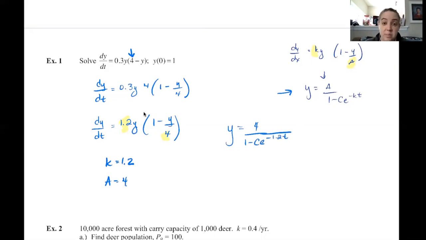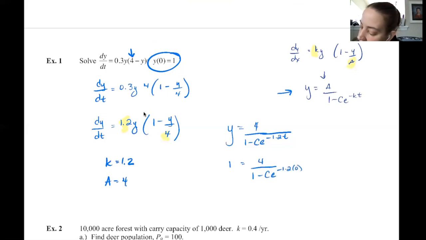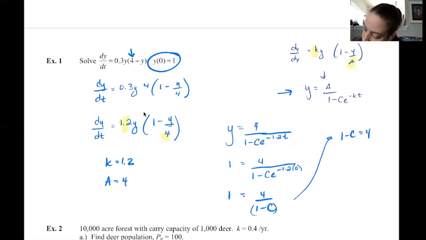But how do I come up with a specific solution? Well, that's where we use that initial condition. So 1 is equal to 4 over 1 minus c e to the negative 1.2 times 0. Negative 1.2 times 0 is 0, and e to the 0 would just be 1. So 1 equals 4 over 1 minus c. I'm going to multiply both sides by 1 minus c. So 1 minus c is equal to 4. Negative c is equal to 3, so c is equal to negative 3.